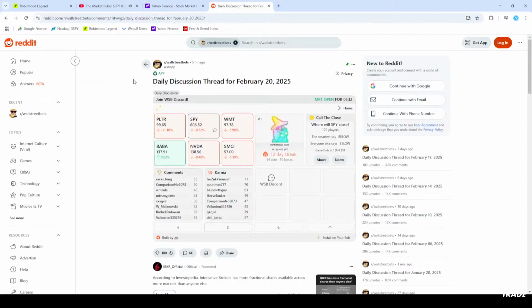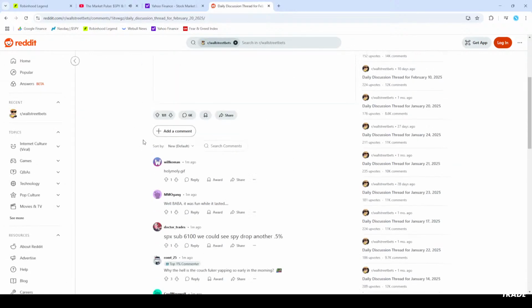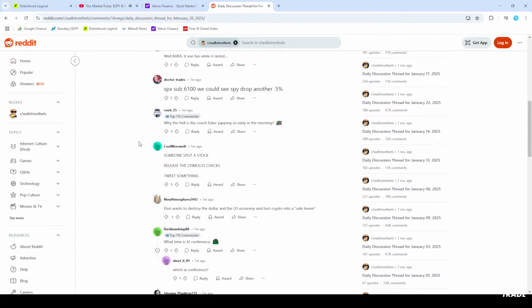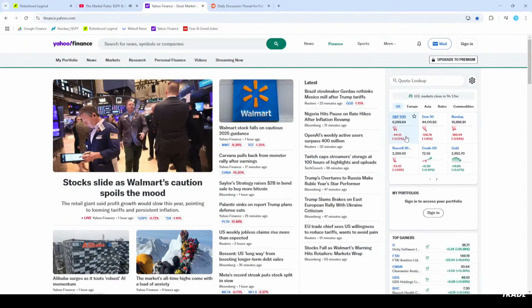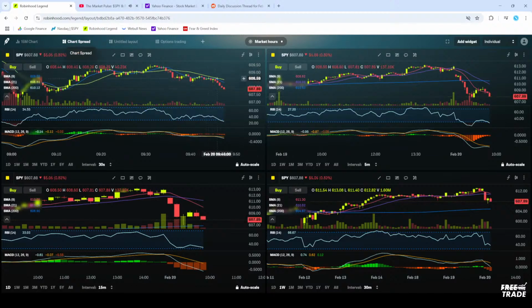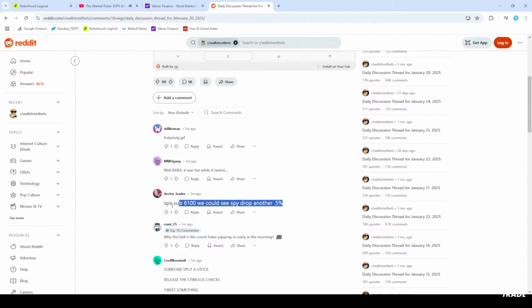But yeah, as I was saying, it's a lot of fun to monitor, because there'll be some people who will talk about different trades they're doing, and it's good to see what's going on. Like this right here, SPX sub 6100. We could see SPY drop another 0.5%. What he's talking about right now is the futures. So if you look right here, the S&P 500 futures have dropped quite a bit. That's going to translate, and here we go. You can see the drop. So whoever bought puts, your puts are probably going to start printing pretty shortly. But every once in a while you'll get some good information.